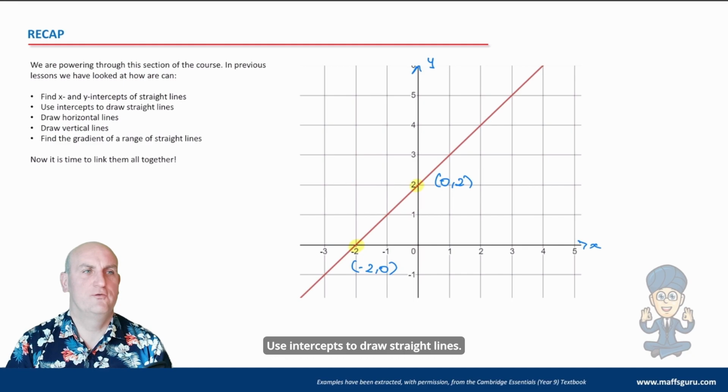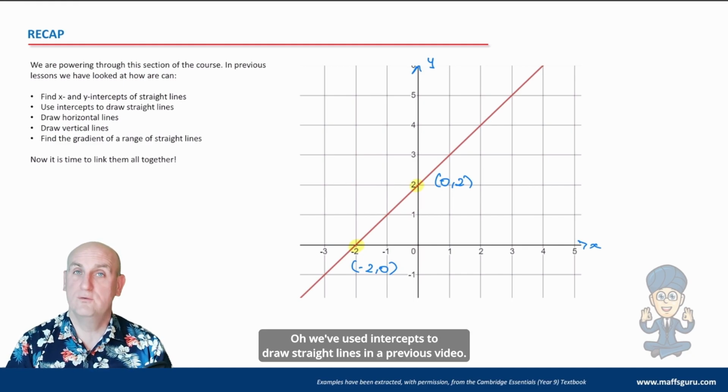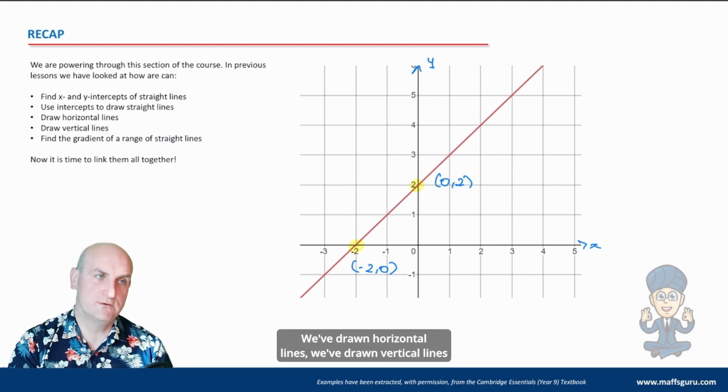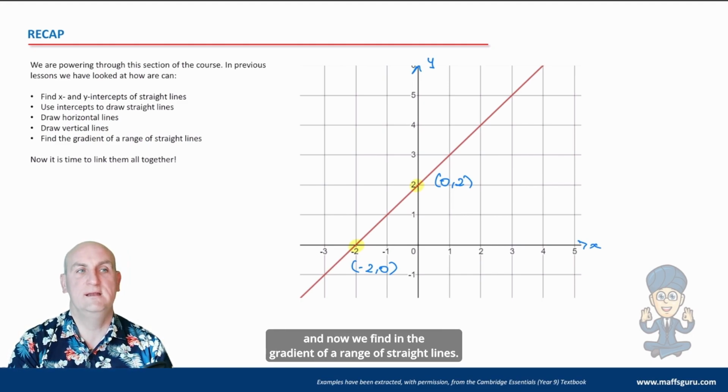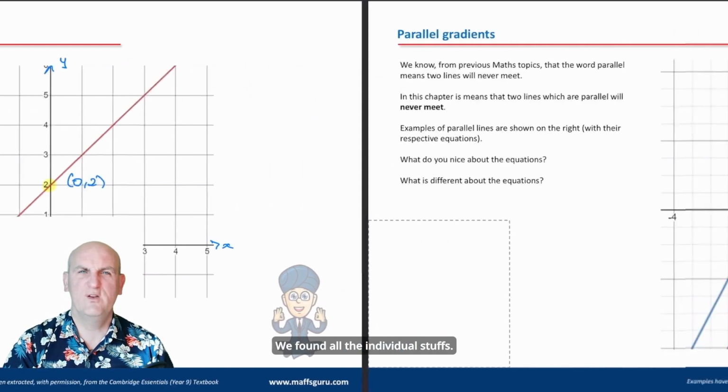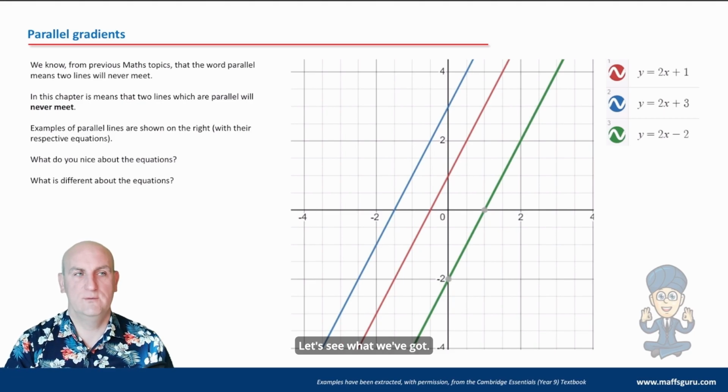Use intercepts to draw straight lines. Oh, we've used intercepts to draw straight lines in a previous video. That was very useful. We've drawn horizontal lines, we've drawn vertical lines, and now we're finding the gradient of a range of straight lines. Right, let's try and link them all together, shall we? We found all the individual stuff. Let's see what we've got.